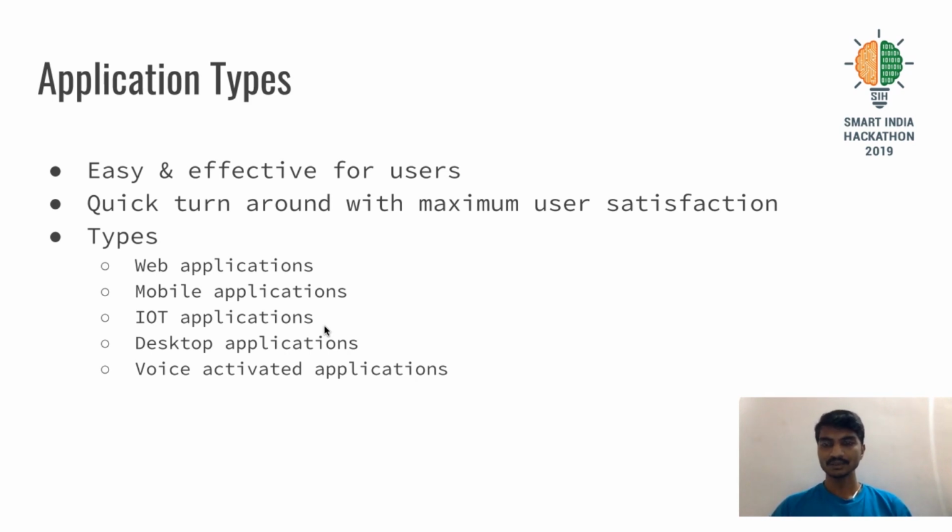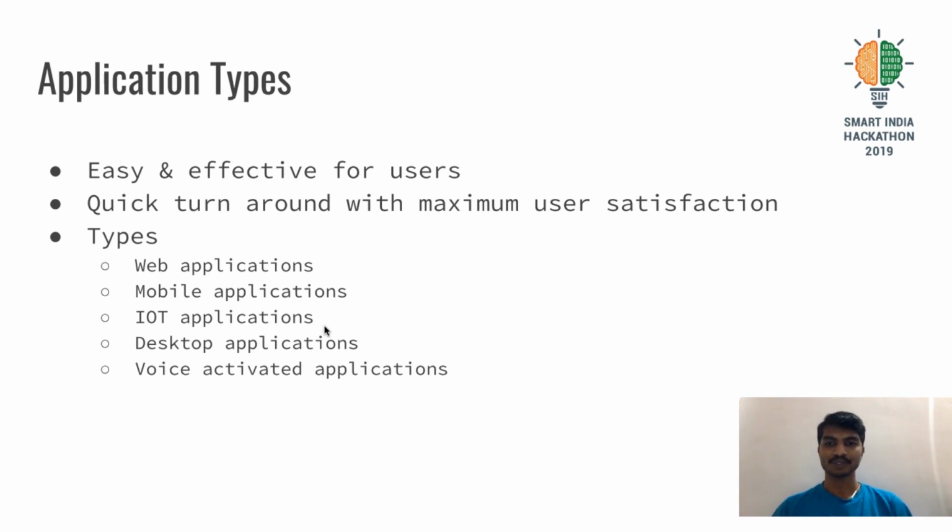We need to decide what kind of application we are going to create at first, so that it will be easy for us to plan things accordingly. Based on our analysis, we need to put our considerations, user journeys, and requirements together and decide what kind of application to create, because a lot of kinds of applications are now available in the industry, starting from web, mobile, IoT, desktop, and voice activated applications.